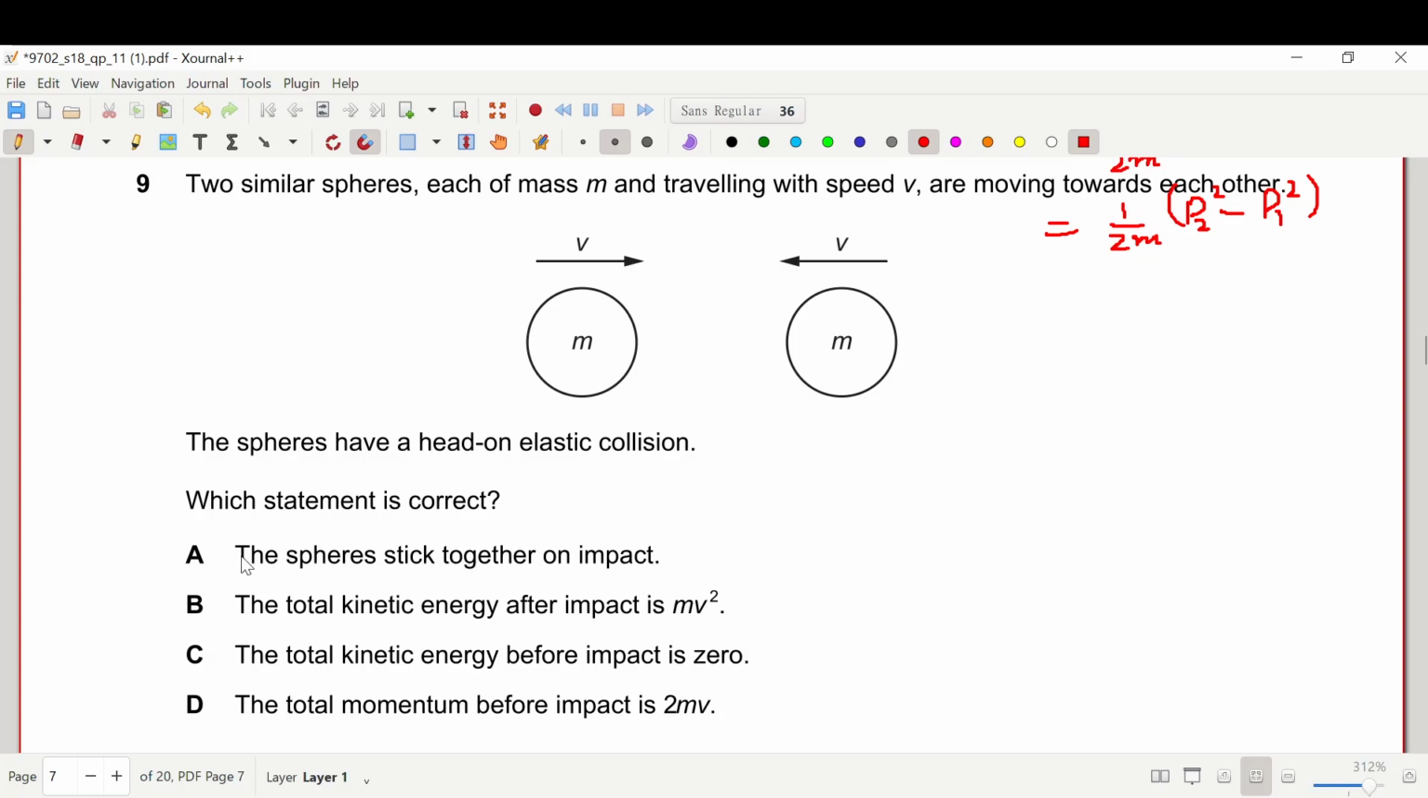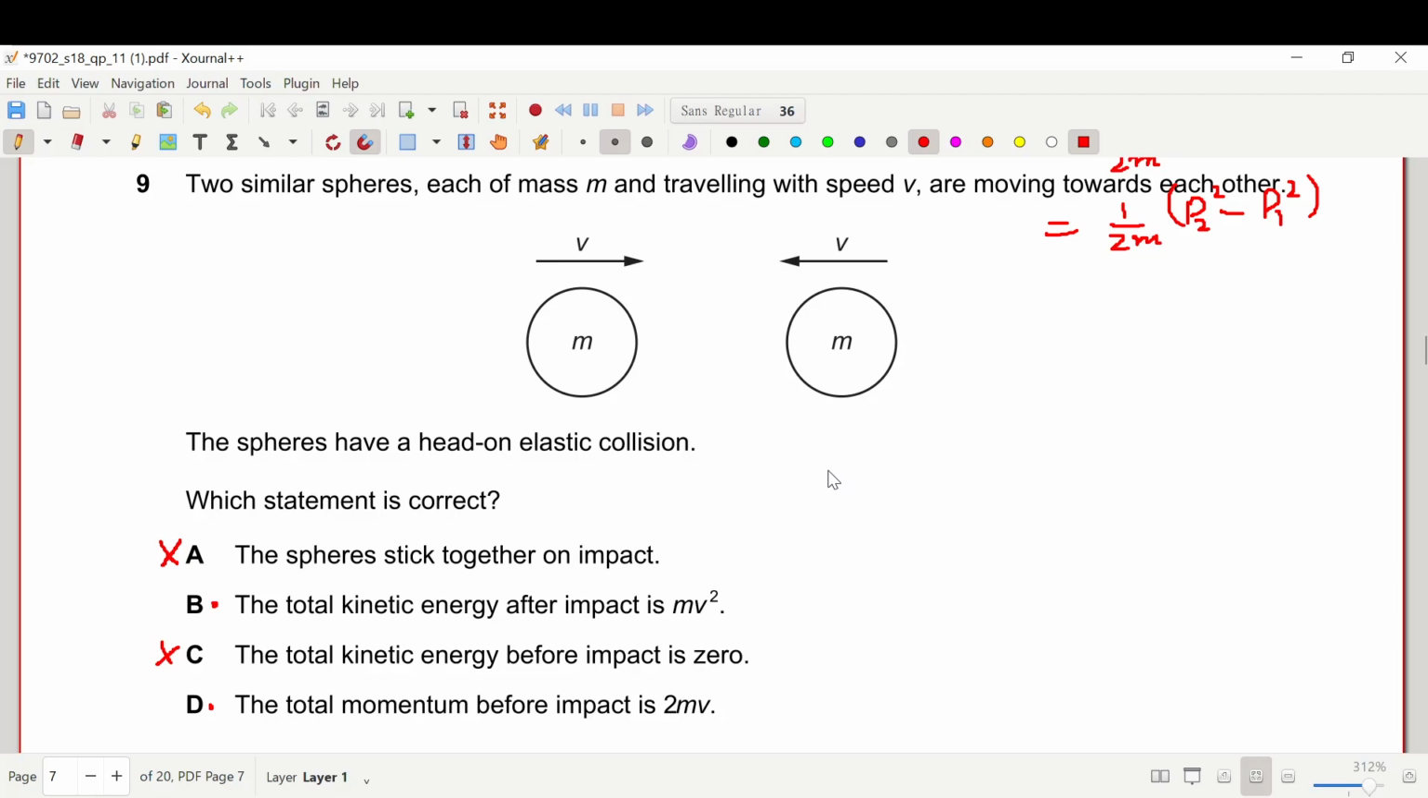Spheres stick together. ये inelastic collisions का sign है. Total kinetic energy after the impact is mv square. Actually, we have to calculate it. Let's see it later. Total kinetic energy before the impact is 0. No, that is not right. Total momentum before impact is 2mv. So we have to look at P and D.